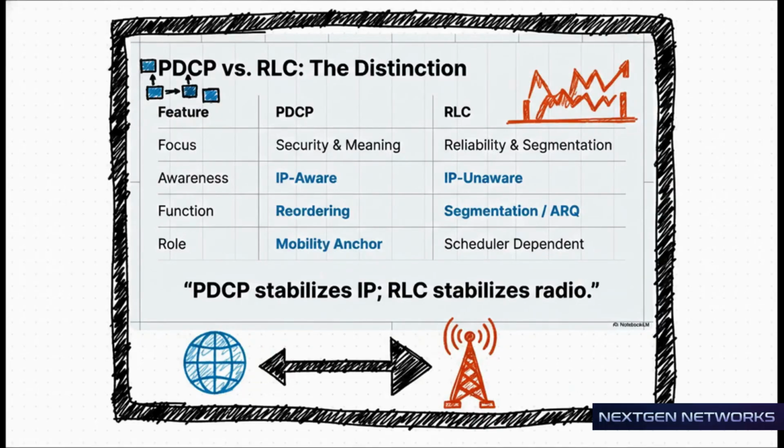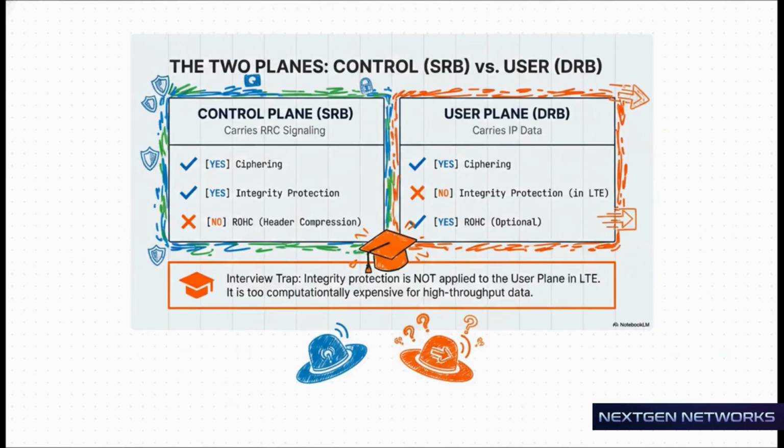Okay, now if you only remember one thing from this section, make it this line right here. Seriously, this is pure gold. PDCP stabilizes IP, RLC stabilizes radio. That's it. PDCP's entire purpose is to shield the calm, predictable world of the internet from all the absolute chaos happening on the airwaves.